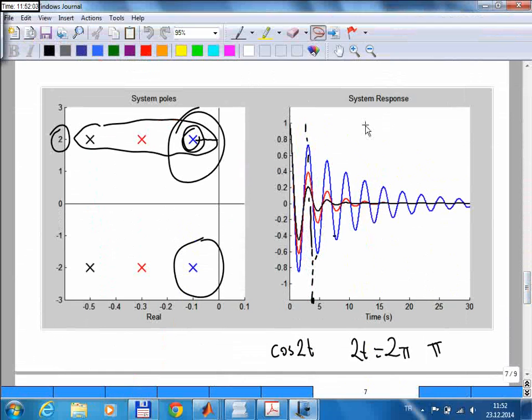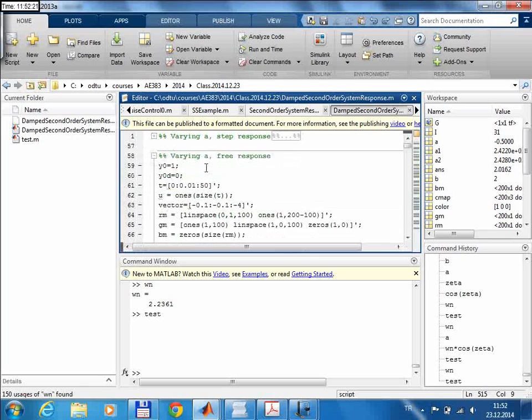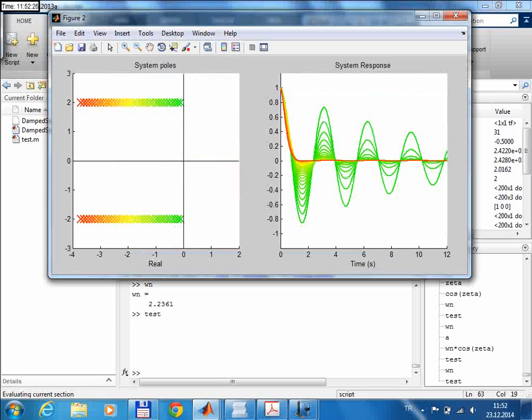Since the B is constant, the oscillation frequency will not change. So for all possible A values here, what changes is the envelope for the oscillations. Let me just run this case. This is a free response, which means we are releasing the system from an initial condition. You can see here that the frequency of the oscillations does not change. It's just that every single pole has its own envelope. That's what's different here.